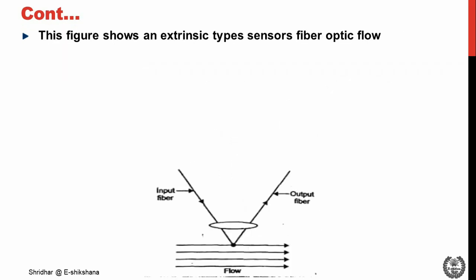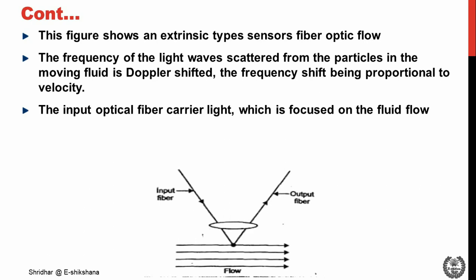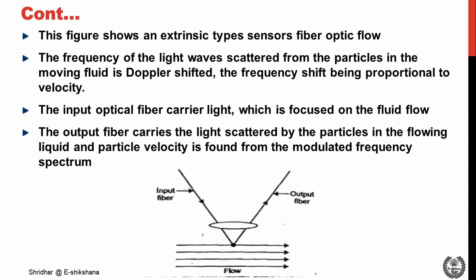The next configuration shows a typical fiber optic flow sensor. The frequency of the light waves scattered from the particles in the moving fluid has a Doppler shift, the frequency shift being proportional to the velocity. The input optical fiber carries light which is focused on the fluid flow. The output fiber carries the light scattered by the particles in the flowing liquid, and particle velocity is found from the modulated frequency spectrum.